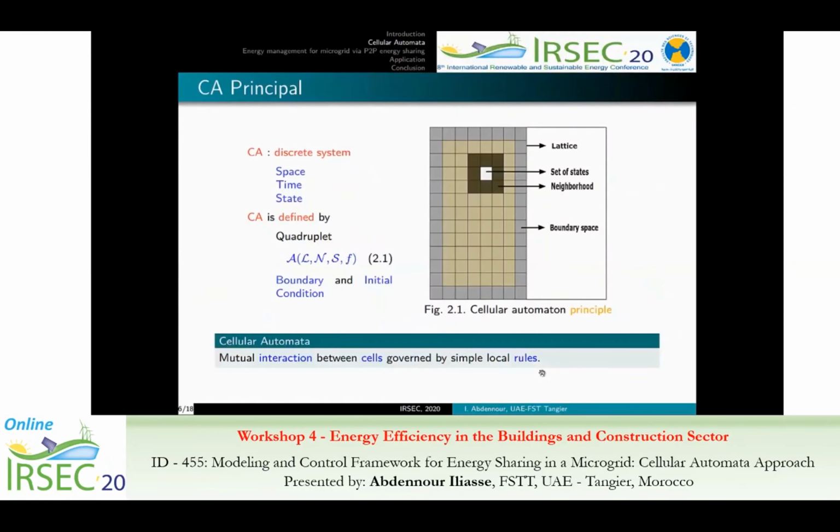Our objective is to give a modeling and control framework for managing supply and demand decisions, but this time using a cellular automata approach. What is cellular automata? Cellular automata is a discrete system in which space, time, and state are discrete. They can be defined by equation 2-1 plus boundary and initial conditions. Finally, we can say that cellular automata is a mutual interaction between cells governed by simple local rules. That means we start from simple local rules and then we can model a complex and dynamic system.